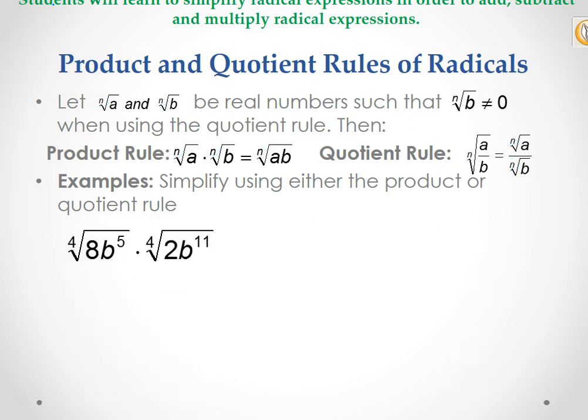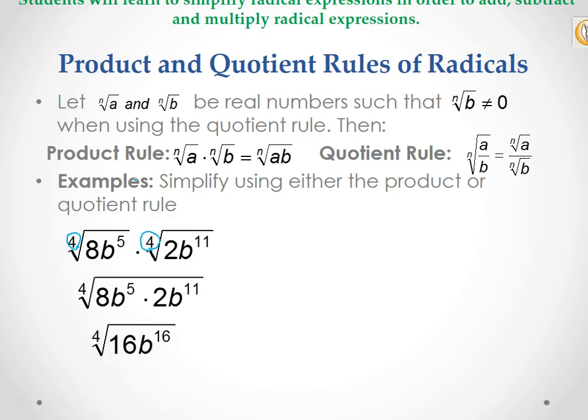So here's a couple more practice. This time we have the 4th root. So we're looking at the 4th root, but again, they're both the 4th root. So since we're looking at the 4th root, we're going to multiply 8 times 2, still 16. B to the 5th and b to the 11th. Well, when we're multiplying the bases, we add the exponents. So that's the 4th root of 16b to the 16th.